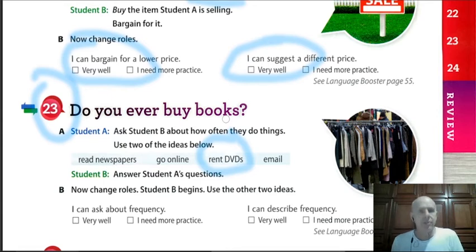Do you ever rent DVDs? No, I never do. I watch movies online. How often do you email? I email 8 or 10 times a day. You see, so you're talking about frequency, how many times you do something in a month. This is what we are going to do. Can you ask about frequency? Do you ever read newspapers? How often do you go online? These are two structures, right?